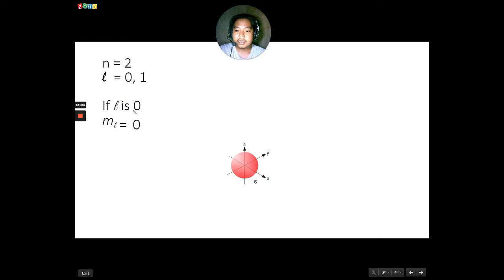If L is 0, that would be 2, 0, 0. I have one orbital here. My MS here could be either spinning upward, which is positive 1/2, or spinning downward, which is negative 1/2. So if the spin is positive 1/2, that's 2s1. So, what element is that?